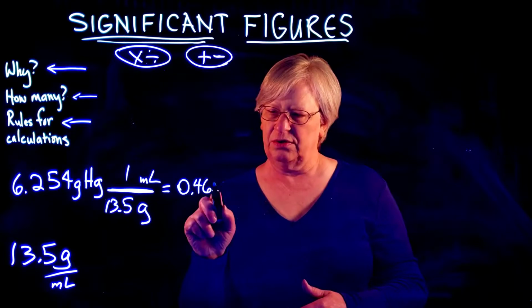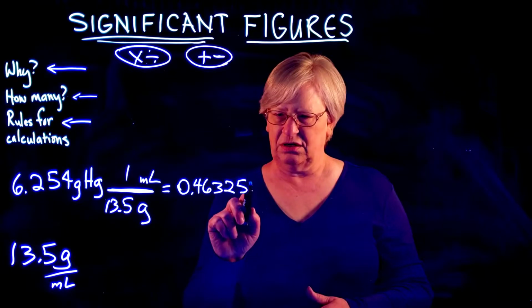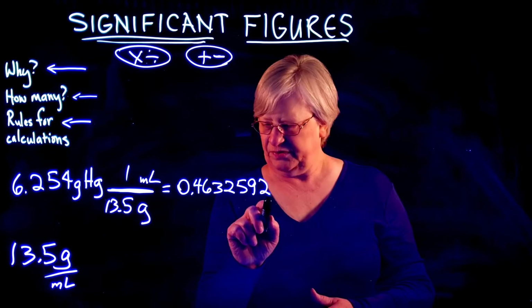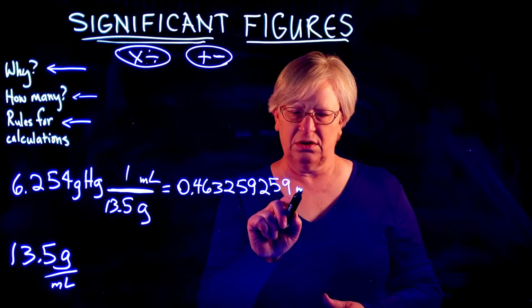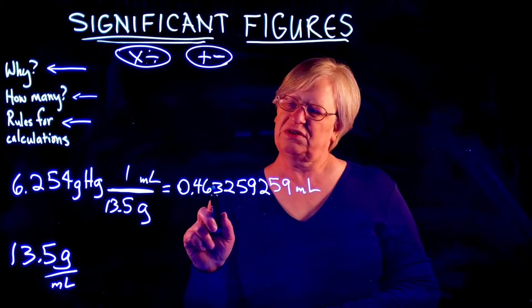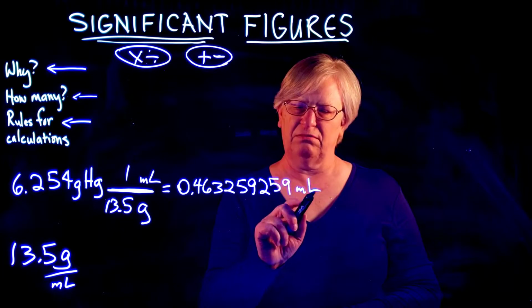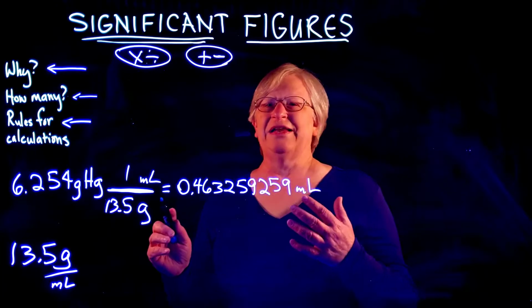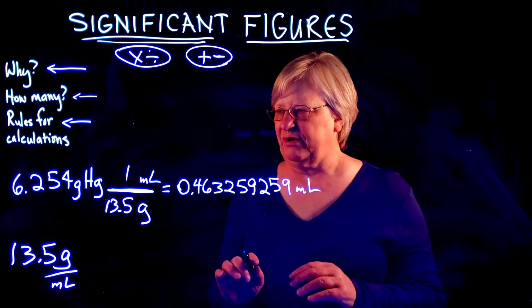Calculators, unlike you, are stupid little beasts. They do not understand sig figs at all. Again, unlike you. And so this is what the calculator told me: 0.463259259 milliliters. We did not measure the mercury nearly that carefully, right?